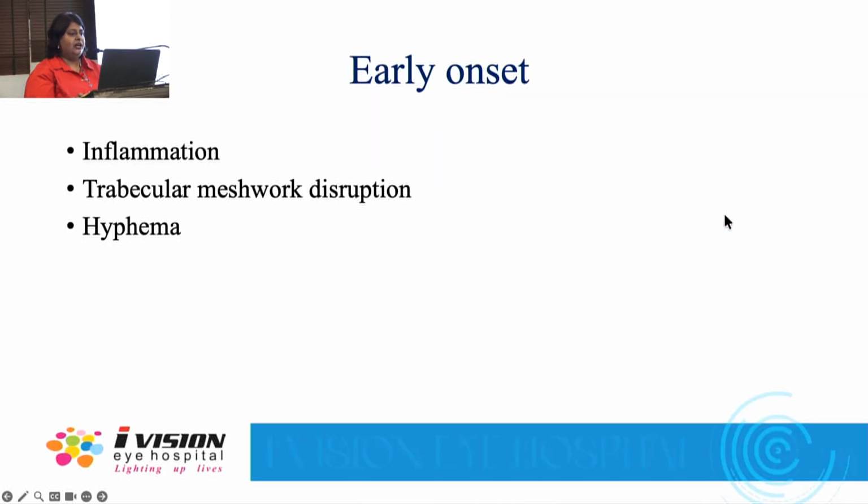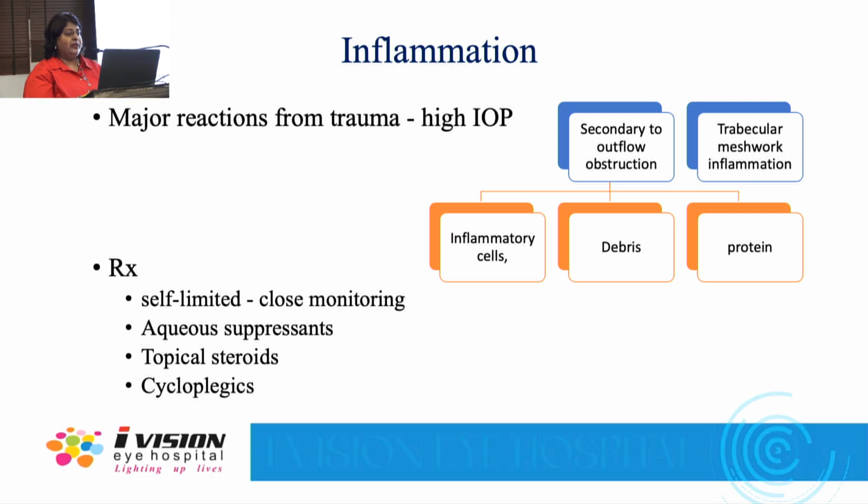Early onset, what happens, the IOP elevates because of, first of all, inflammation, trabecular meshwork disruption, and also hyphema. The major reaction from trauma that leads to high IOP is secondary to outflow obstruction, trabecular meshwork inflammation. This outflow obstruction can be because of inflammatory cells, debris, or protein. Usually it is self-limited. Close monitoring is required. Aqueous suppressants are given. Topical steroids and cycloplegics are required.